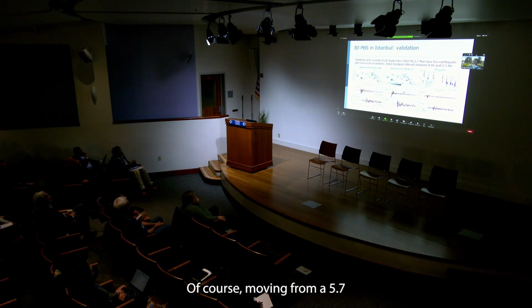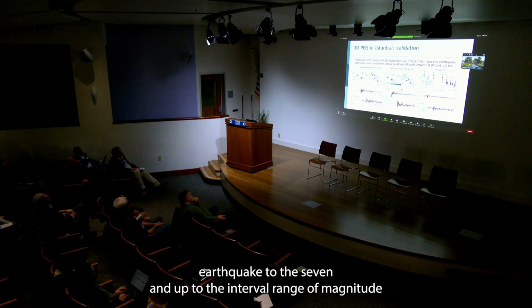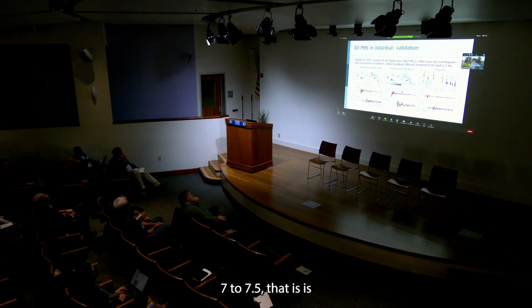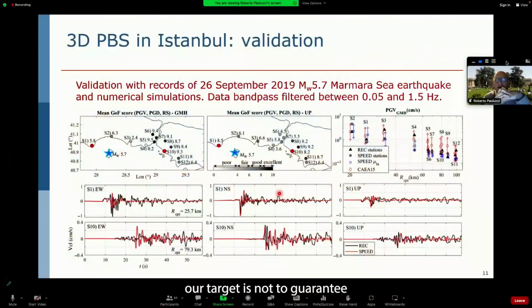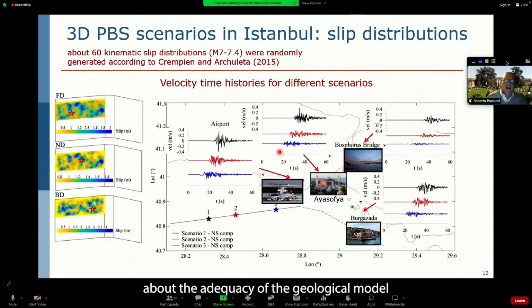Of course, moving from a 5.7 earthquake up to the interval range of magnitude 7 to 7.5, that is our target, is not a guarantee or warranty of the accuracy of the high magnitude simulation results. But at least this provides a good feeling about the adequacy of the geological model.